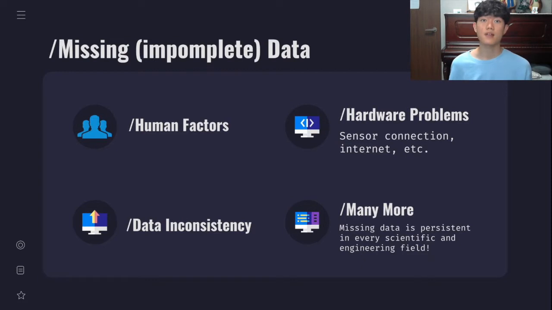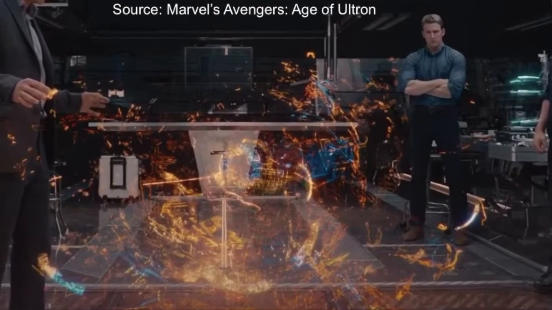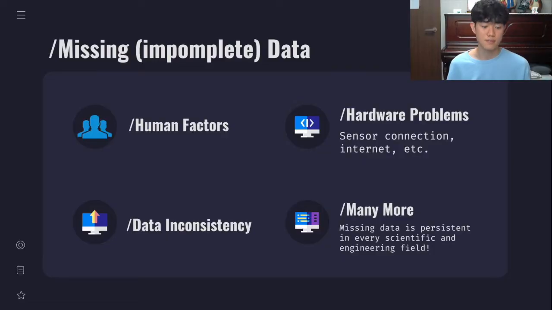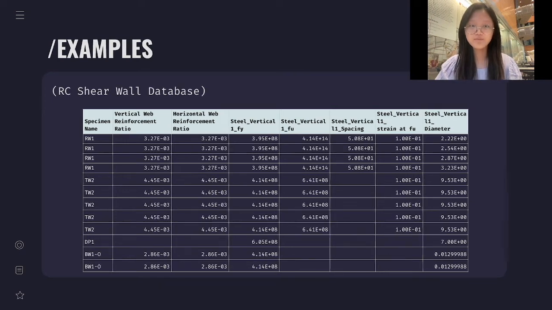So there are many factors that could contribute to missing data. They could be human factors or hardware problems such as sensor connections or internet problems. And they could also be data inconsistency and many more, since missing data is persistent in every scientific and engineering field. And here's an example of missing data. As you can see, there are blank spots in the data table that are missing crucial information, and that makes it difficult to perform calculations to analyze the data and makes it pretty unusable to create a well-trained algorithm.